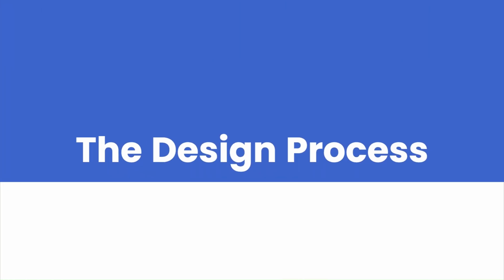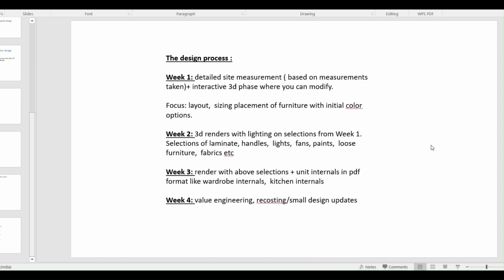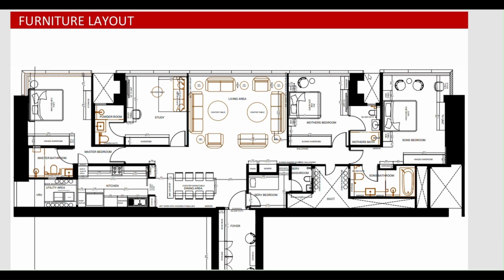The design process. So at reNNovate, we have a 3 to 4 week design process in which the first week is an interactive site measurement 3D phase. Second one is where you do your major selections. And the third one is where we do the internals, like wardrobe internals, kitchen internals. And it sounds ominous. You're probably at this stage where we have a layout and an initial cost.